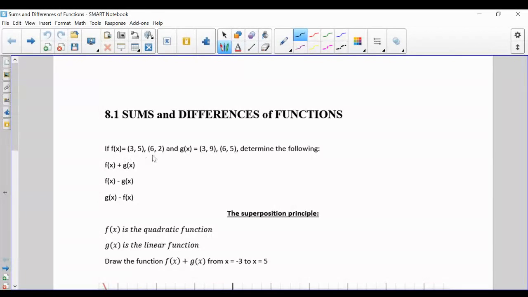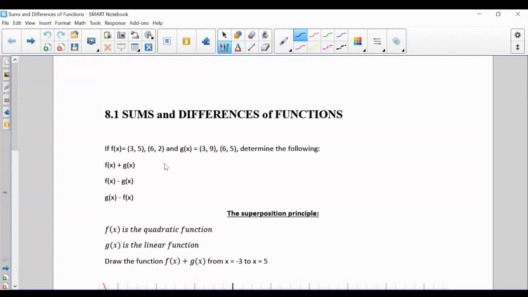If the function is defined as, and I told you yesterday that a function can be defined as just simply ordered pairs. If the function f of x is defined as (3, 5), so 3 is linked to 5, and (6, 2), and the g of x function is (3, 9) and (6, 5), determine the following. What is f of x plus g of x? Now, if I threw that out to you and said, let's add these two functions together. The function is given as two coordinates, right? Two ordered pairs for f and two ordered pairs for g.